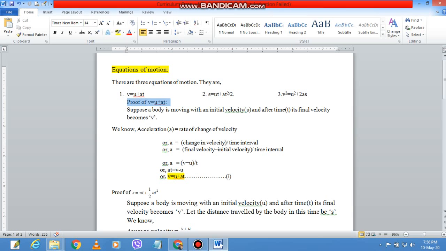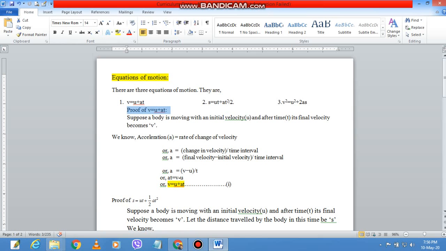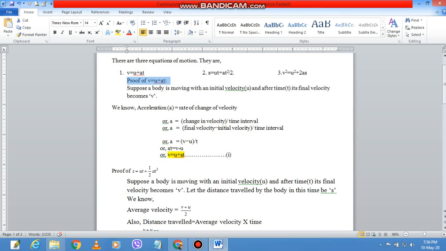Now first we are going to the proof of v equals u plus at, that is the proof of the first equation of motion. Now if a body is traveling with the initial velocity u and after time t seconds its velocity becomes v, then we all have studied the definition of acceleration. Mathematically, acceleration is change in velocity divided by time taken. Now change in velocity means previously it was initial velocity and after some time it reaches final velocity. That means the change will be final velocity minus initial velocity, v minus u, divided by time taken t.